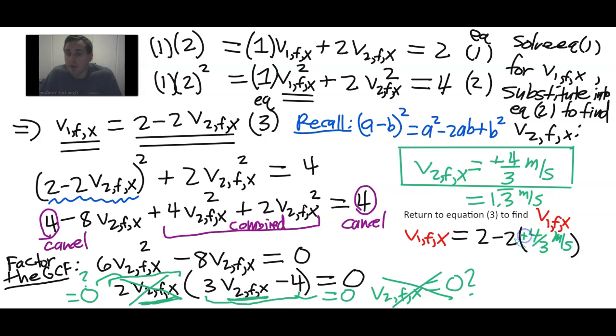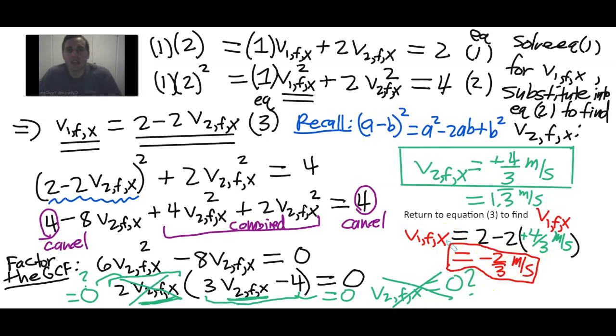And that's a positive number. So this is negative 8/3, and then 2 is the same thing, I think, as 6/3. So we have 6/3 minus 8/3. So this should exactly equal negative 2/3 meter per second. So this should be the final velocity of mass 1 in the x direction.